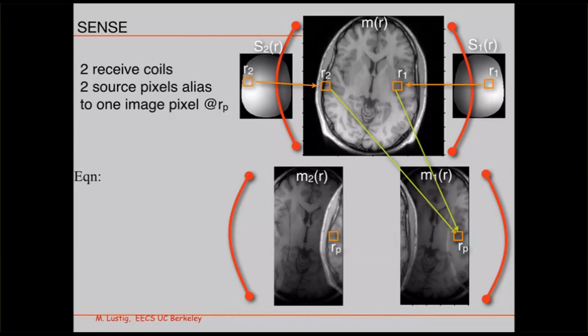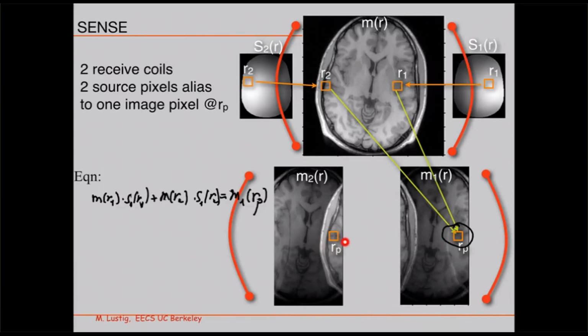So the image at R1 is multiplied by S1 at R1, and then added to the image at R2 multiplied by S1 at R2, and that gives me M1 at RP. Okay, so the value of this pixel is a result of a summation of two weighted values.